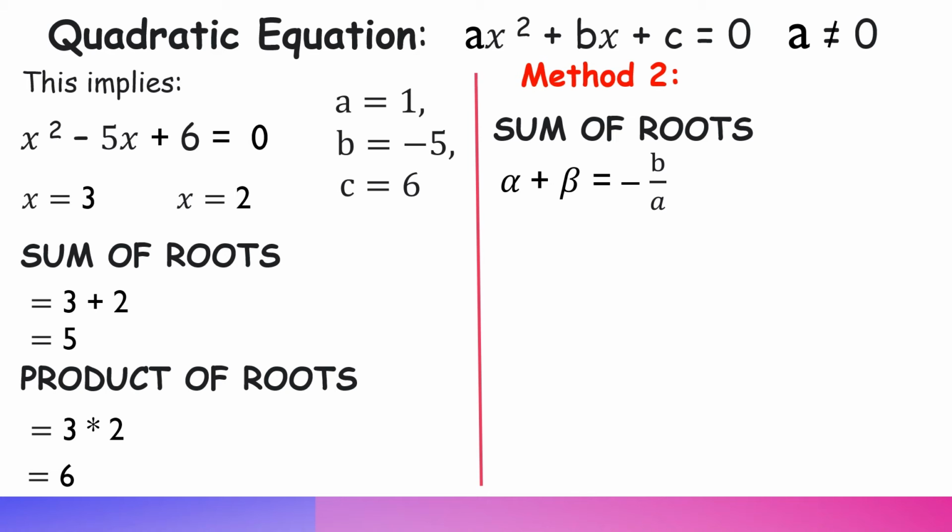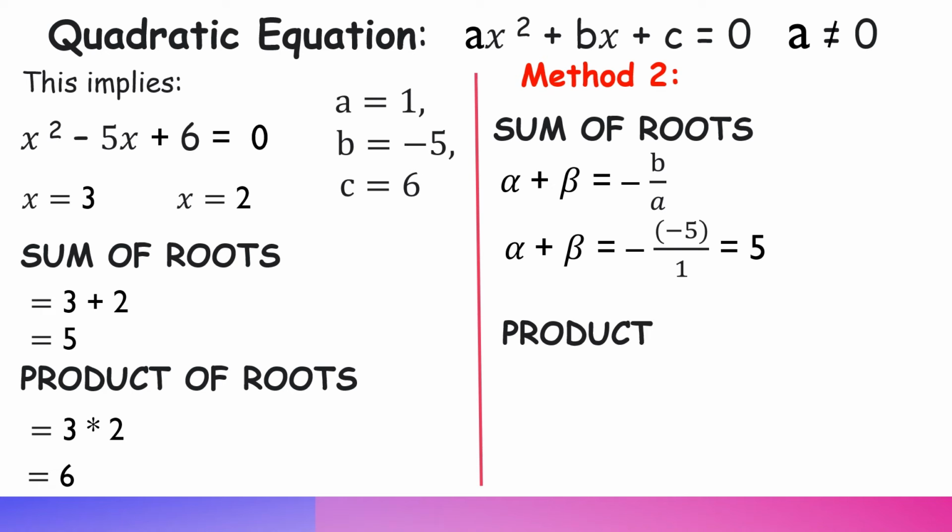And we know what our b is, and so we will just simply substitute, and we know what our a is. So alpha plus beta, alpha being one of the roots, beta being the second root. So the sum of roots, as we have substituted clearly, gives us 5.